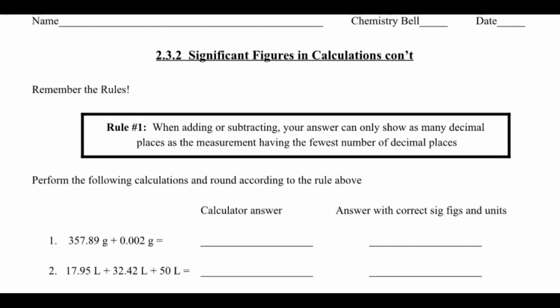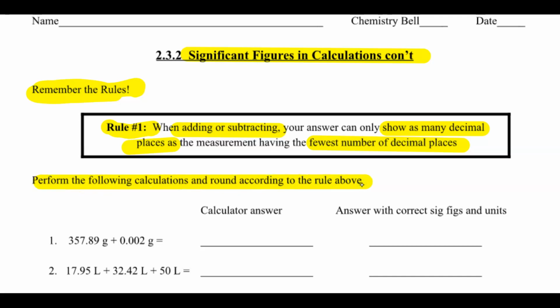We're on pages 21 and 22 now, where we're reviewing how we can use significant figures in calculations. Remember the rules, okay? Rule number 1: when we're adding or subtracting, your answer can only show as many decimal places as the measurement having the fewest number of decimal places, okay? So you're going to perform the following calculations and then round according to that rule.